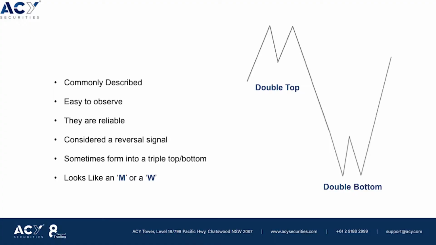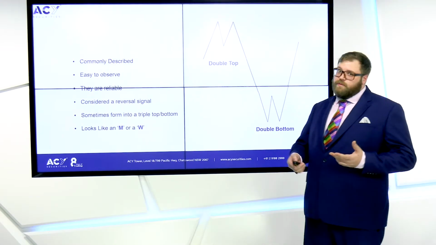So now that you've got a bit of an understanding about the auction process, we're going to move into having a look at some trading patterns that you can actually use today. Some of these include double tops and double bottoms. The reason I'm going to go through them is that they are commonly described, they're easy to observe, they're reliable, and you can consider them a reversal signal because that's in fact what they are.